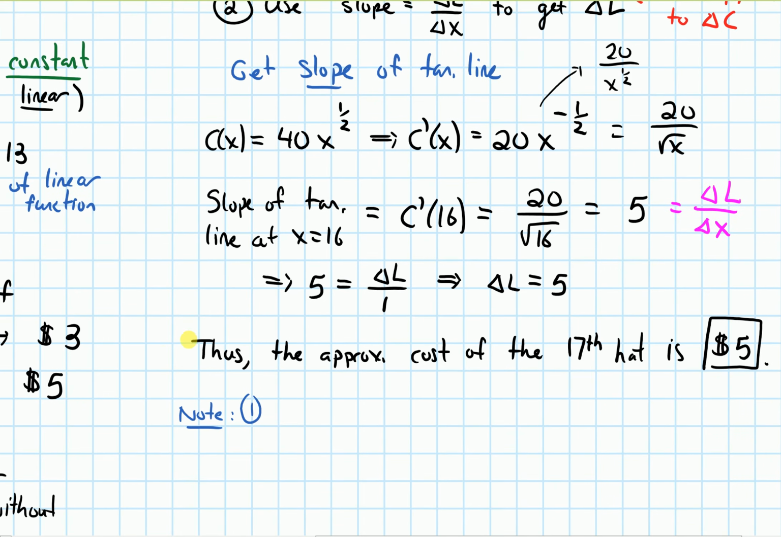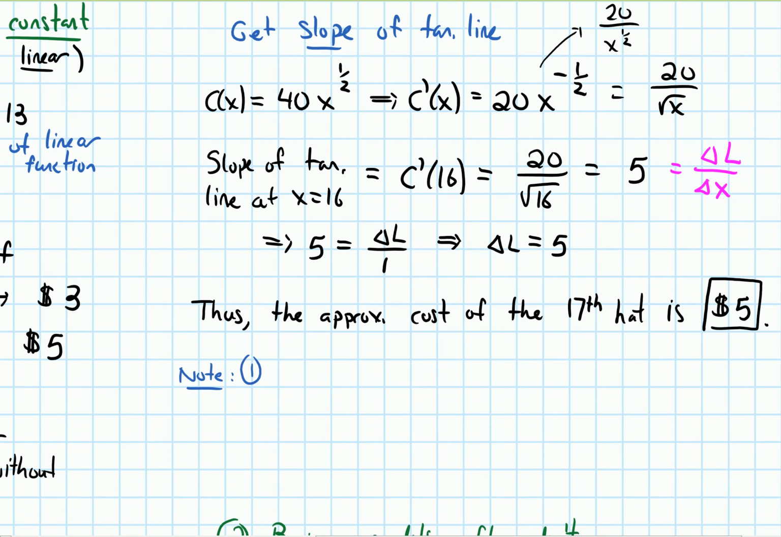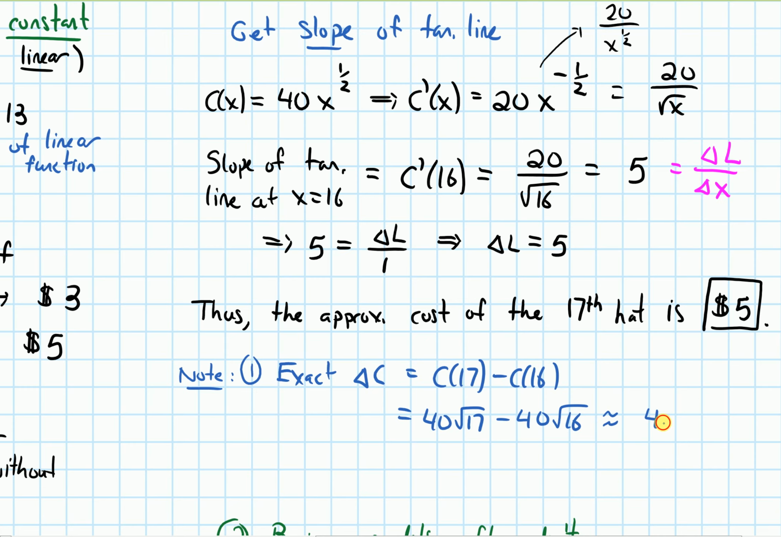All right, so there's a couple things I want to note about this. So the first is, well, how good of an approximation was this? So let's compare this to what the exact change in cost was. So the exact change in cost is C of 17 minus C of 16. And C of 17 is 40 times square root of 17. C of 16 is 40 times square root of 16. So if we use a calculator to approximate what this is, to 5 decimal places, it's 4.92423. And the units are dollars.